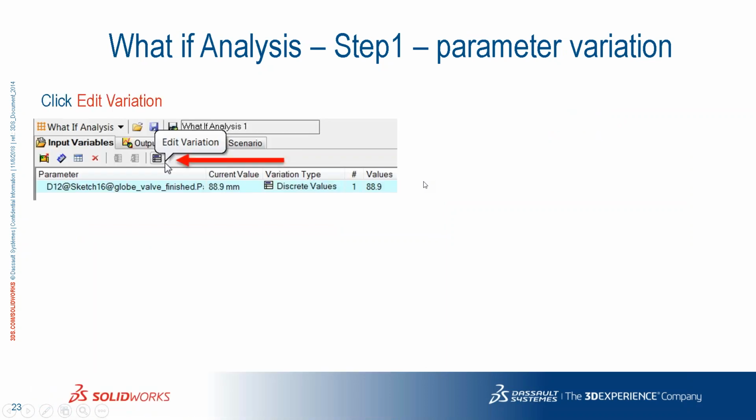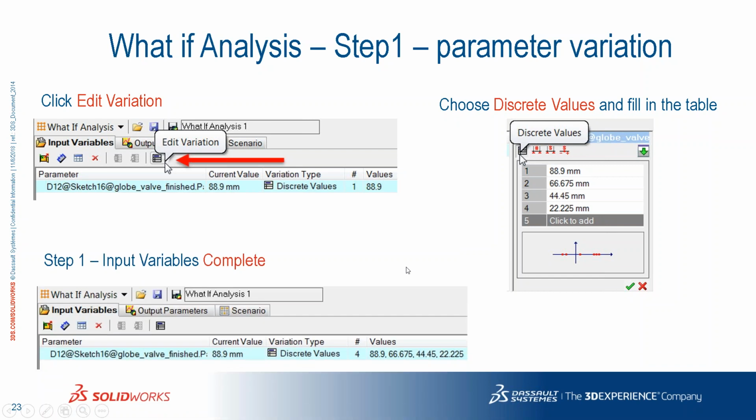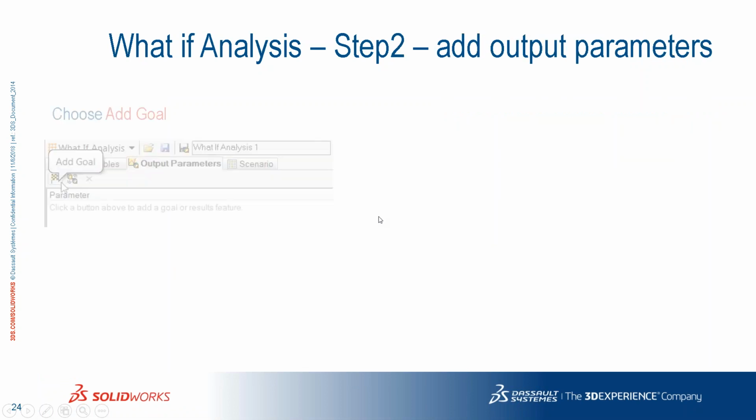And then you edit the variation. In this case, it will be some discrete values that don't have a particular relation. After you've done that, your input is finished. So it will be 4 scenarios that will be studied.